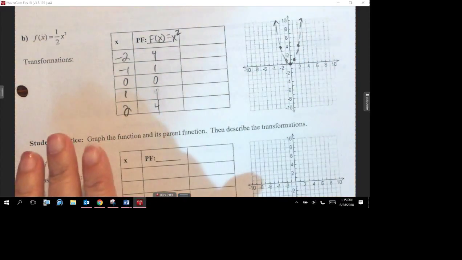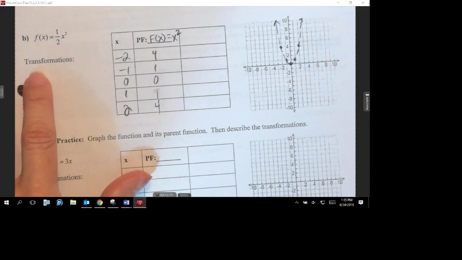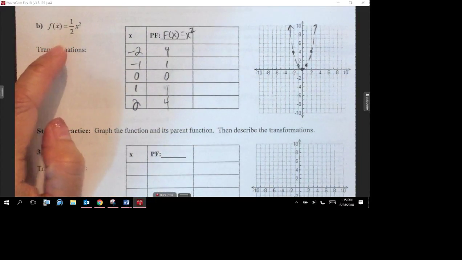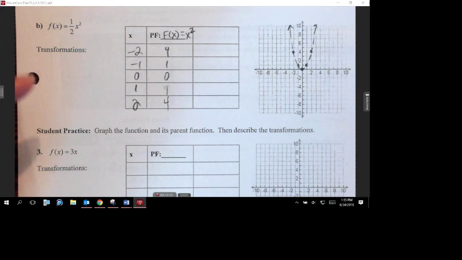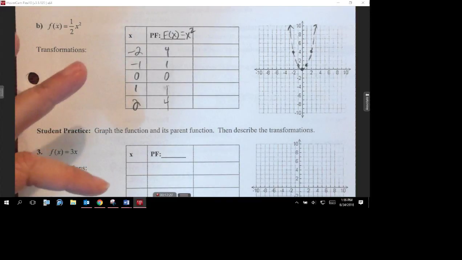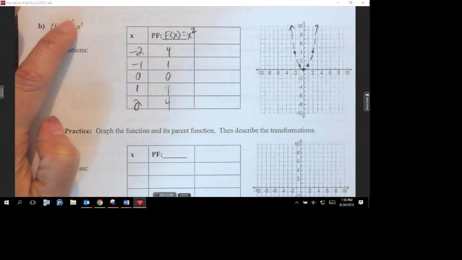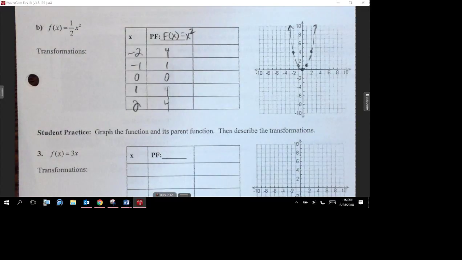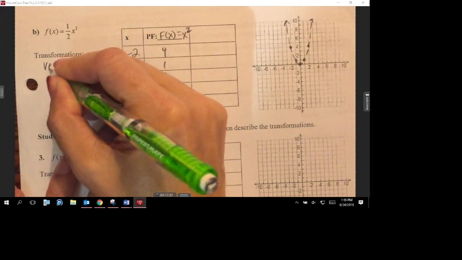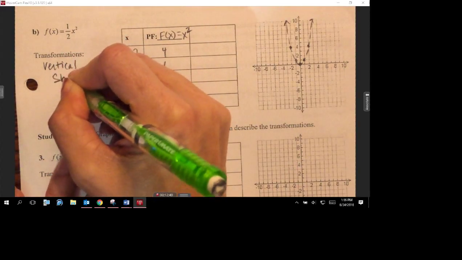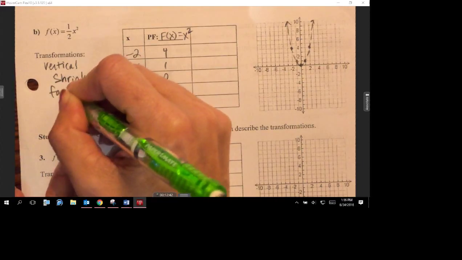So then we have all of the parent function done. We need to do the transformation. So 1 half is what operation with x squared? What's next to it means multiply, right? So if we're multiplying, that is a stretch or a shrink. So we need to know, is this number, 1 half, greater than 1 or between 0 and 1? Between. So this is going to be a vertical shrink, factor of 1 half.